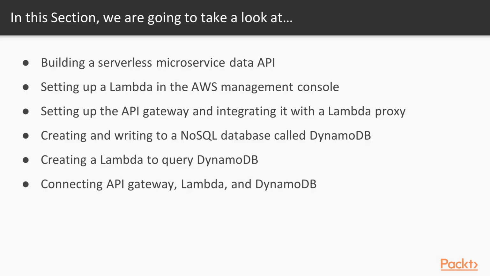In this section, we are going to take a look at first, the architecture of building a serverless microservice. Then we're going to talk about how you can set up a Lambda function in the AWS Management Console, and then setting up an API gateway that integrates with the Lambda proxy. And then we are going to look at creating a NoSQL database in DynamoDB, creating the table, inserting data, and then querying the data. Then we will look at creating a Lambda that is able to query that DynamoDB table. And finally, we're going to put everything together in one piece of code.